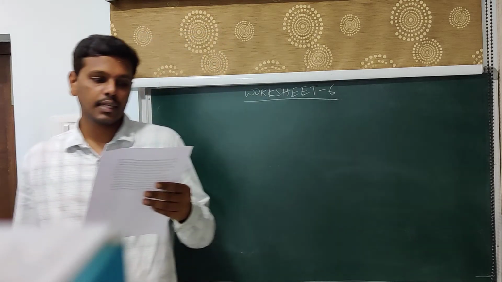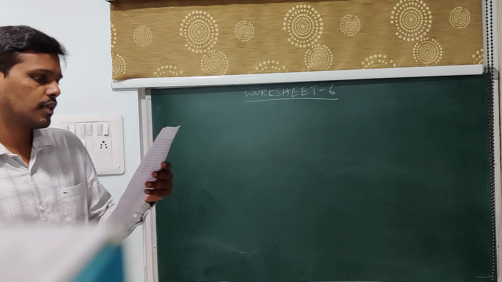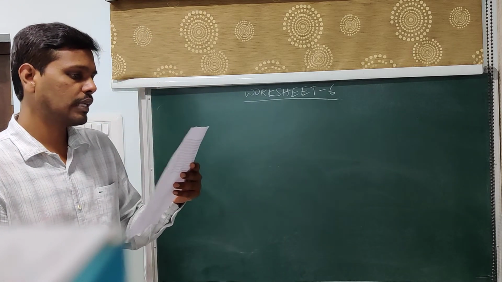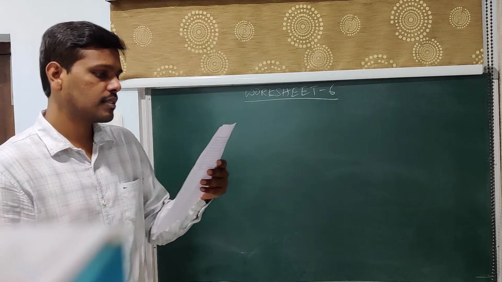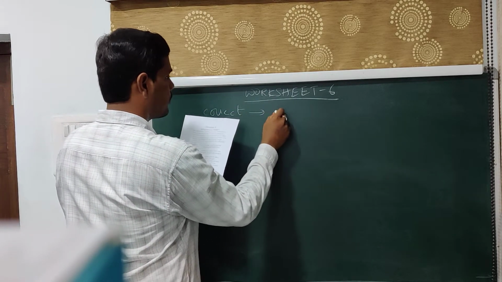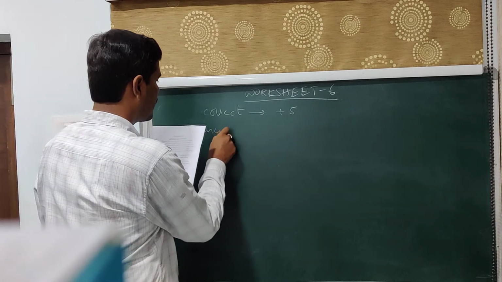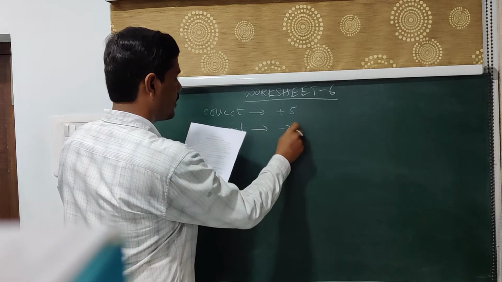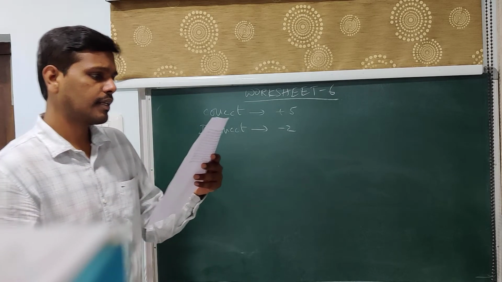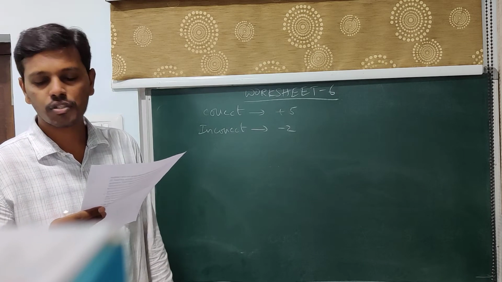So look into that. In a class test, 5 marks are awarded for every correct answer and minus 2 marks are awarded for every incorrect answer. Radhika answered all the questions and scored 30 marks through 10 correct answers. How many incorrect answers has Radhika attempted? So for every correct answer, there is plus 5 scoring, and for every incorrect answer, there is minus 2 scoring. So Radhika has answered 10 correct answers and she scored 30 marks. We don't know how many incorrect answers she has attempted.